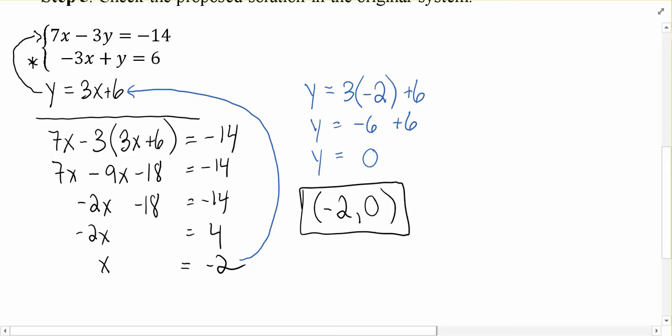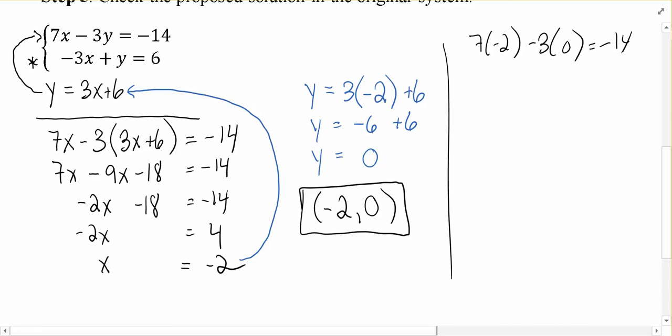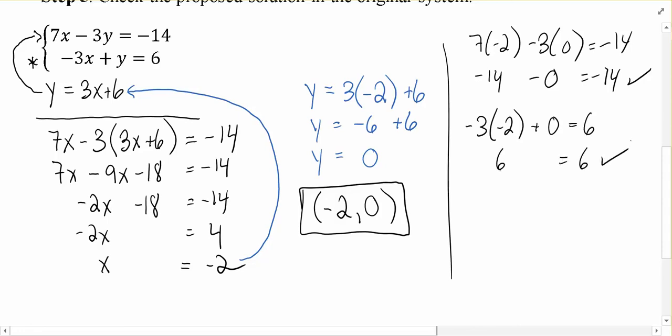Now, it's a good idea to check your solutions. So in the first equation, if I plug negative 2 in for the x and 0 in for the y, I get a true statement. Now, it needs to work in the second equation too. So if I replace the x with negative 2 and the y with 0, hey, it works there too. So negative 2, 0 is in fact the correct solution to this system of linear equations. And this is the substitution method.